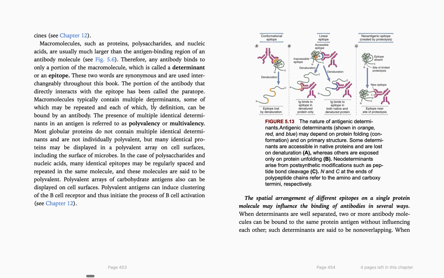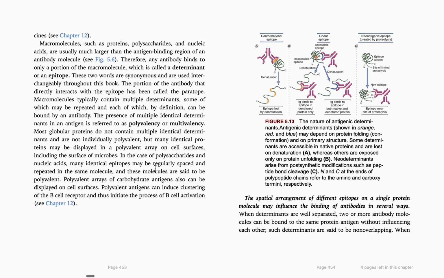Macromolecules typically contain multiple determinants, some of which may be repeated and each of which by definition can be bound by antibodies. The presence of multiple identical determinants in an antigen is referred to as polyvalence or multivalence. Most globular proteins do not contain multiple identical determinants and are not individually polyvalent, but many identical proteins may be displayed in a polyvalent array on a cell surface, including the surface of microbes.